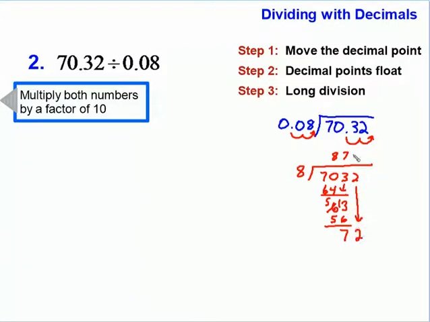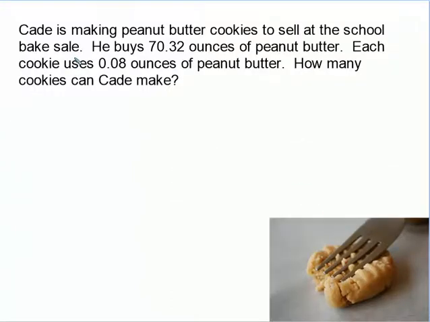And then we're going to bring down our 2. And how many times does 8 go into 72? 9 times 8 is 72. So multiply those, and our answer is 879. That is the number of times 0.08 goes into 70.32. Once again, let's use what we know to solve a word problem. Cade is making peanut butter cookies to sell at the school bake sale. He buys 70.32 ounces of peanut butter. Each cookie uses 0.08 ounces of peanut butter. How many cookies can Cade make?